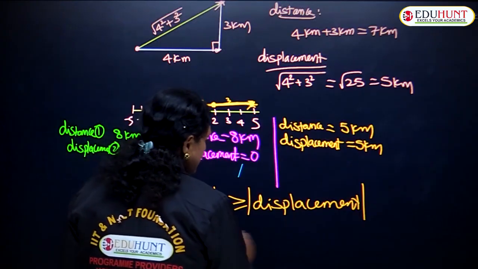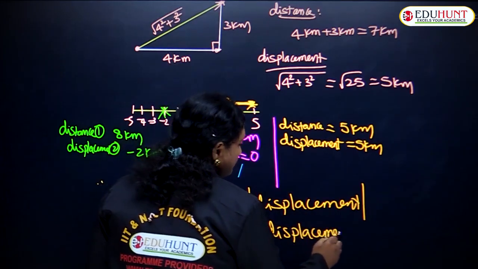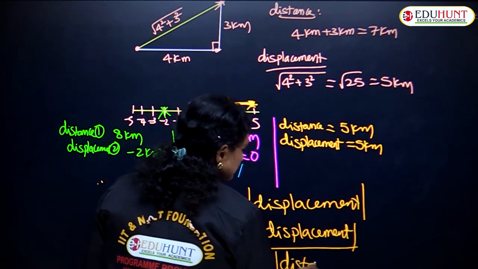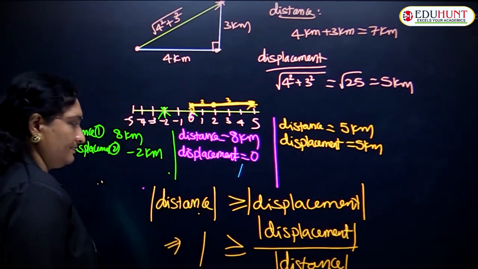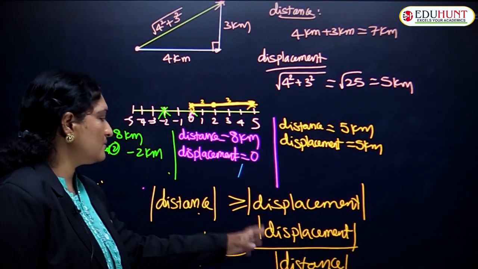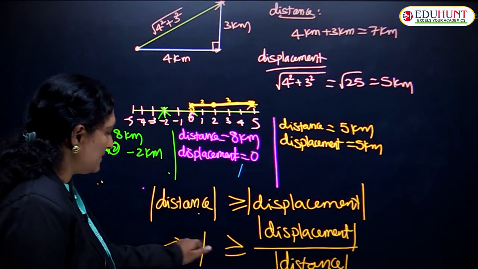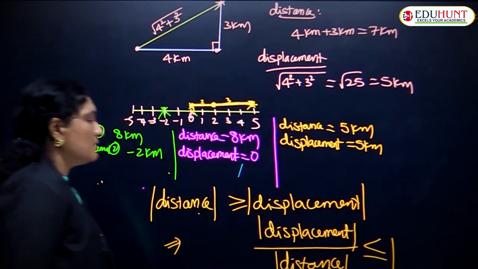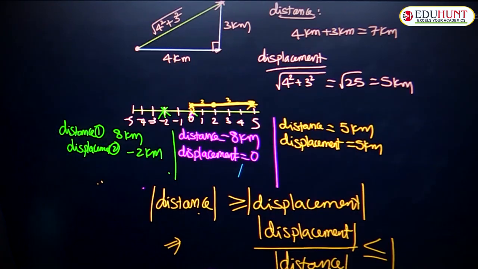Bring this distance here. Then this implies displacement upon distance can be lesser than or equal to 1. Okay, children? So the magnitude of displacement over distance, observe this symbol, children. So the magnitude of the ratio of displacement to the distance is always lesser than or equal to 1. So from this, we can conclude our topic, children.